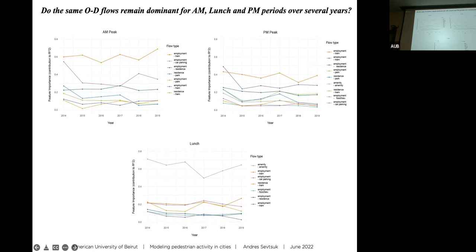Also, during the lunch period, we see the amenity trips dominate in all the years, but sloping a little bit downward over time. We don't know exactly what's at the heart of this. There are a couple of hypotheses. On the one hand, it may be that deliveries and the apps are picking up, and so people are going out less and getting food delivered.